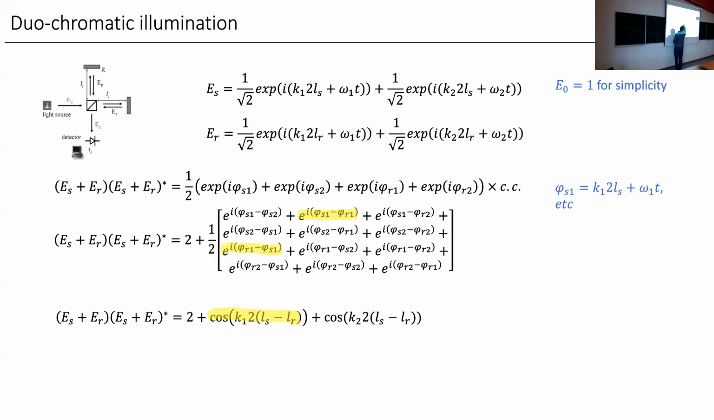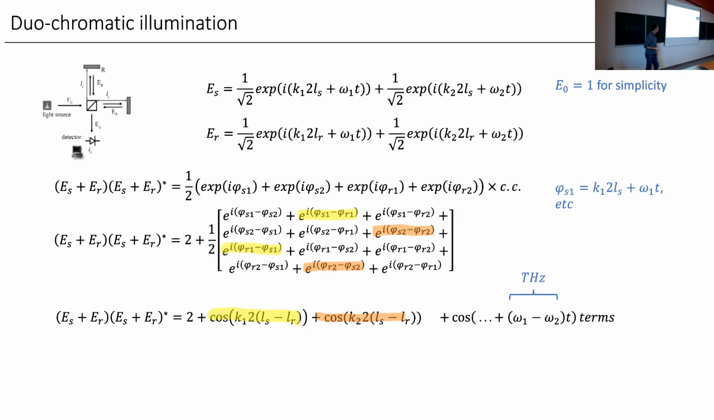So here is wavelength 1: we have a difference between sample and reference. And here also for wavelength 1, this is S minus R, this is R minus S, so again a difference between sample and reference. This will give me a cosine term for wavelength number 1 with the difference between the sample and reference. There is another one for wavelength number 2, also a cosine term, and then there is this complete mess of cross terms.